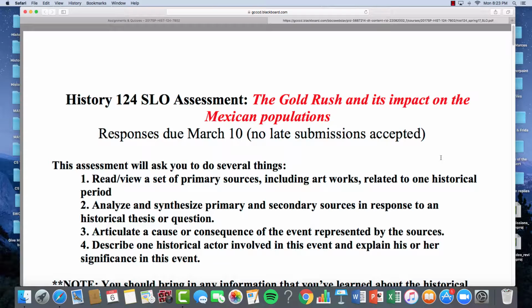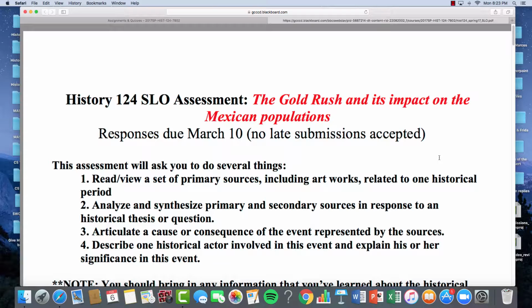So in other words, number 1 basically means look at all 4 documents, and then 2, 3, and 4 is where you answer the questions. So I'll show you a little bit more about that in just a bit. Let me move on to part 3. Part 3, you're to give me a cause or an effect, a consequence of the Gold Rush, represented by the sources, or anything else you can bring to the table.